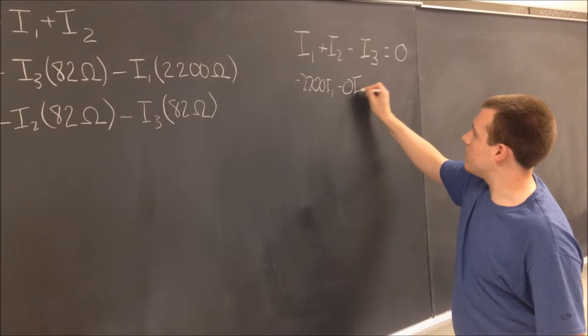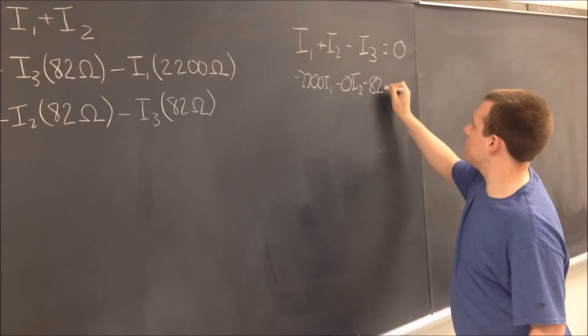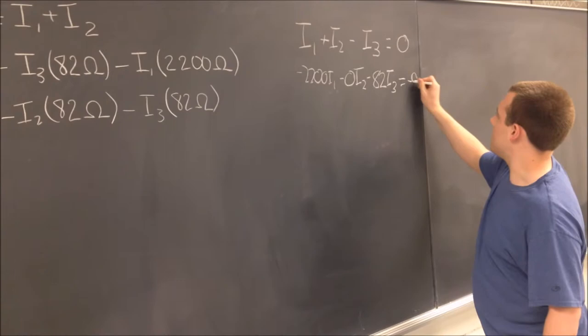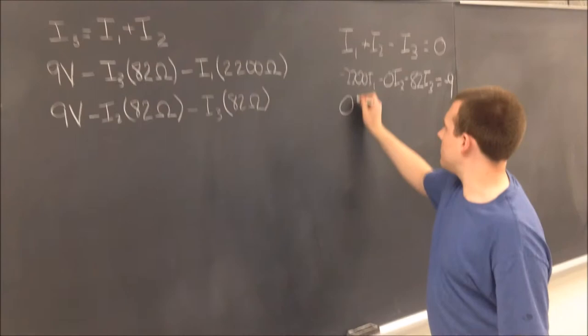No, I2 is in that equation. This is -3, 2, 3. It's equal to -9. Then for the next equation, we have 0, 1, 2.